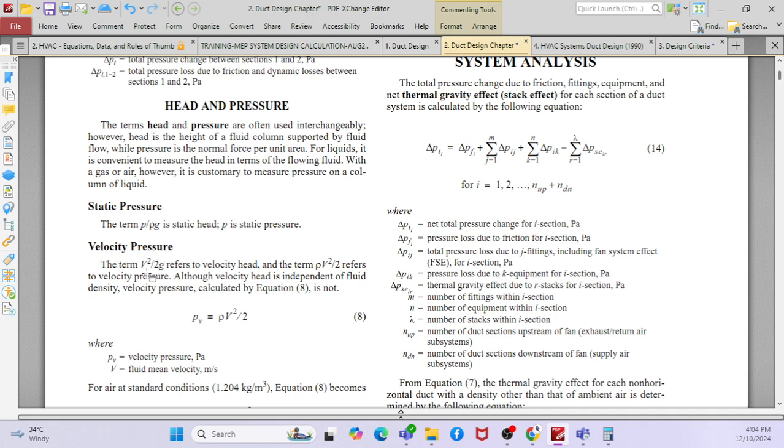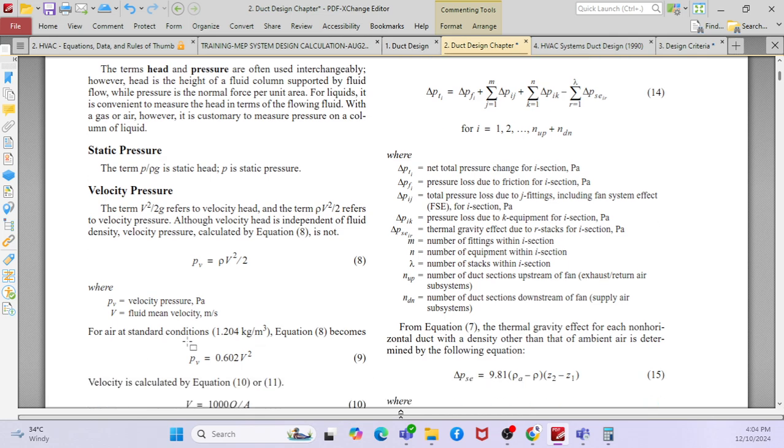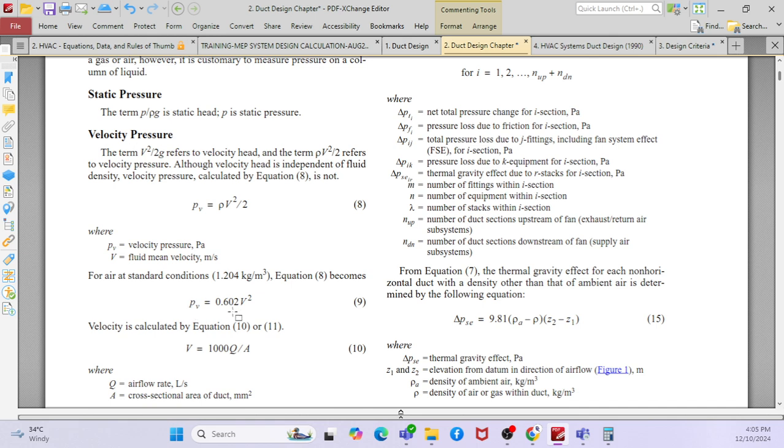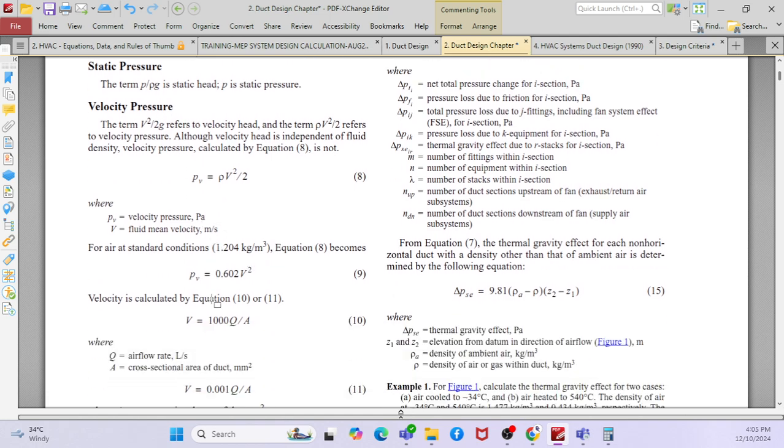Now velocity pressure, what is the equation? You can see PV, velocity pressure, is nothing but rho V squared by 2, right? Rho is the density of the air, which is 1.204 kg per meter cube. By this equation you can summarize that PV equals 0.602 V squared, right? So this is the equation: static pressure plus velocity pressure.